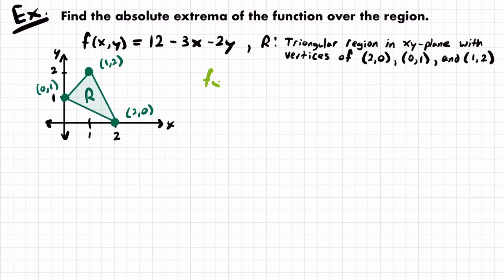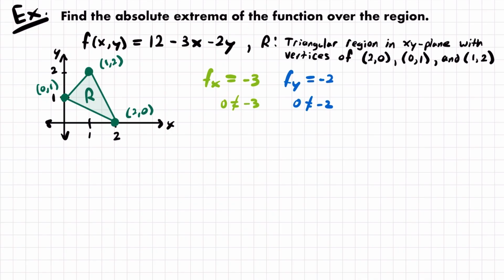So beginning with fx, let's take a partial derivative with respect to x. The derivative of 12 and negative 2y will be 0, but then the derivative of negative 3x will be negative 3. And so then for fy, the partial derivative with respect to y, both 12 and negative 3x are constants, so their derivatives are 0, but then for negative 2y, the derivative is negative 2. All right, and so setting those equal to 0 gives us 0 is equal to negative 3, and 0 is equal to negative 2. And so there's no variables in those equations. Those are just straight up untrue equations, right?